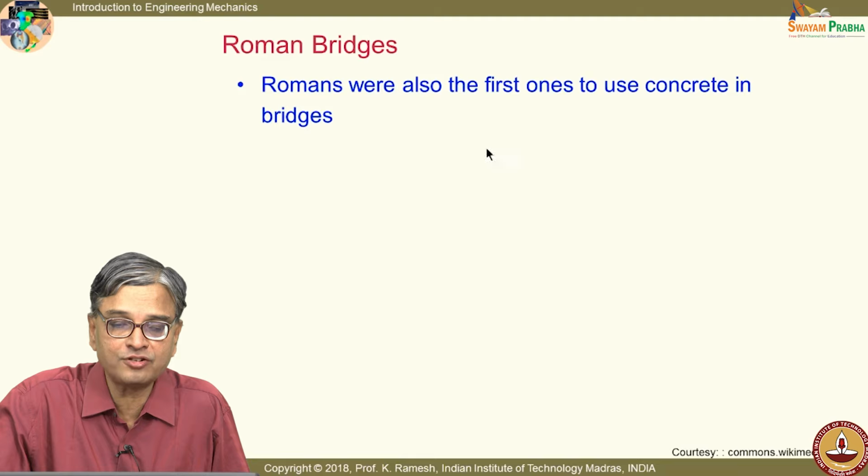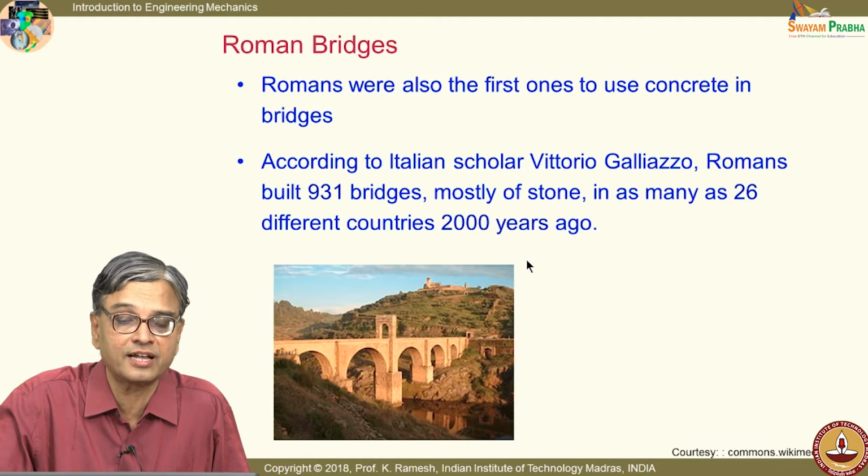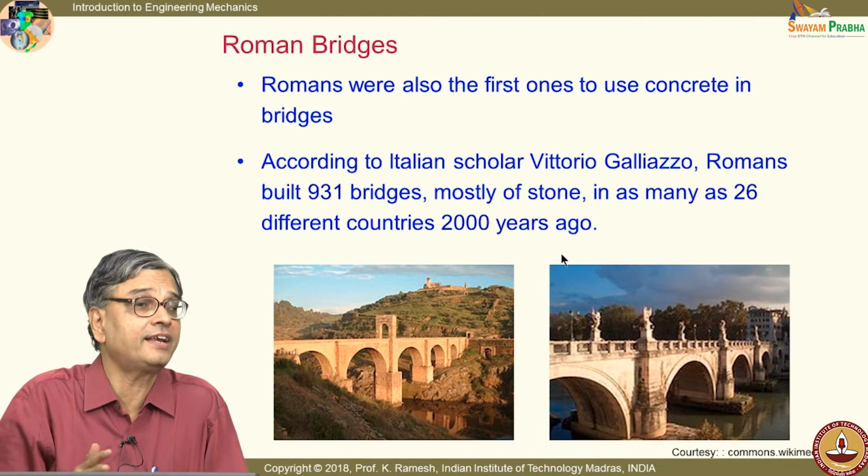And it is also surprising to see the Romans were also the ones to use concrete in their bridges. And it appears they have built not one bridge, 931 bridges about 2000 years ago. So that is something creditable.